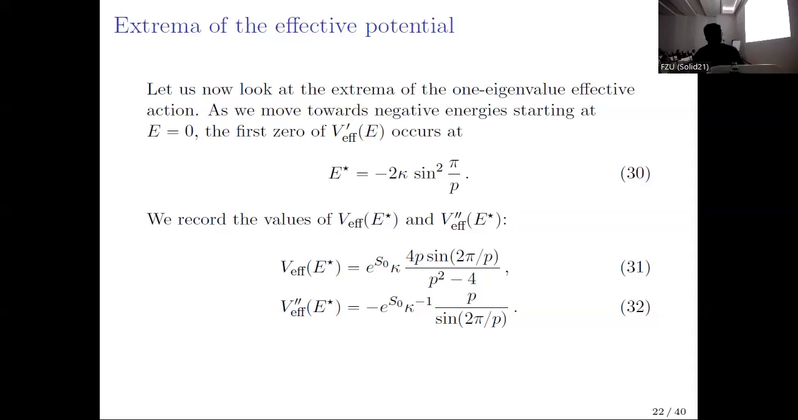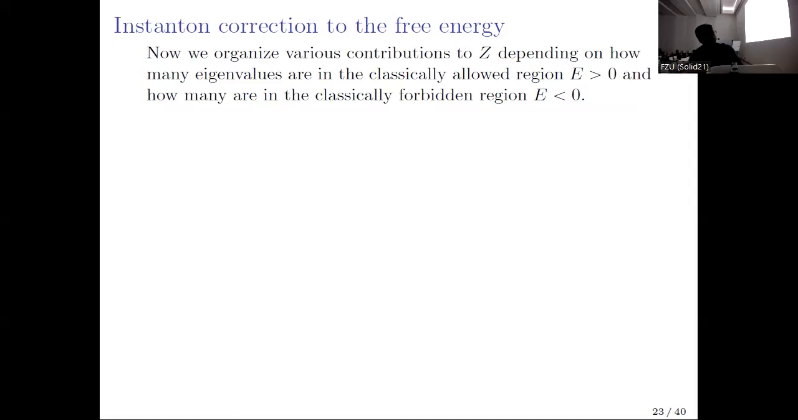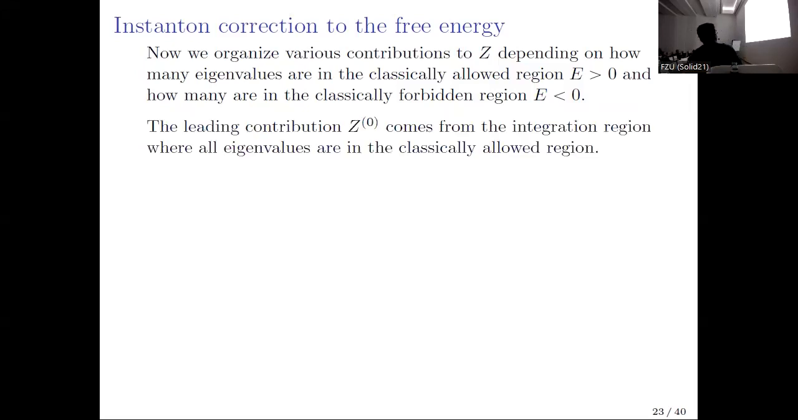It's like negative 2 sine squared pi over P. And we know the effective potential, we know everything, so we can just compute the potential and the double derivative at that saddle point at E star. And it's just some very concrete function in terms of P and sine, only P is important here. Okay, so we know the height of the potential, we know the curvature of the potential. We can now compute the contribution. So this slide is a repetition.